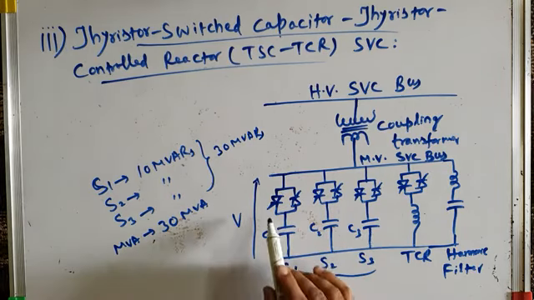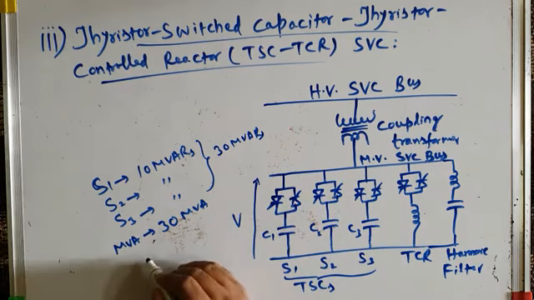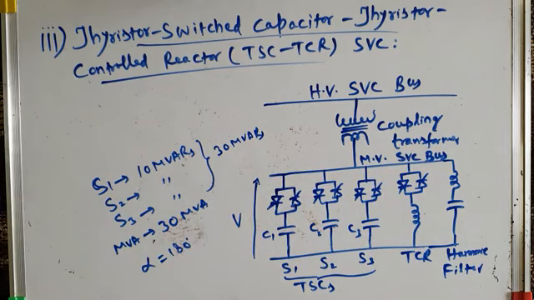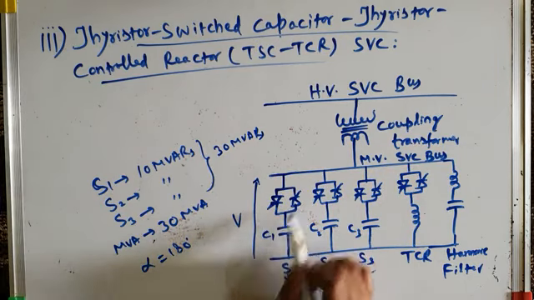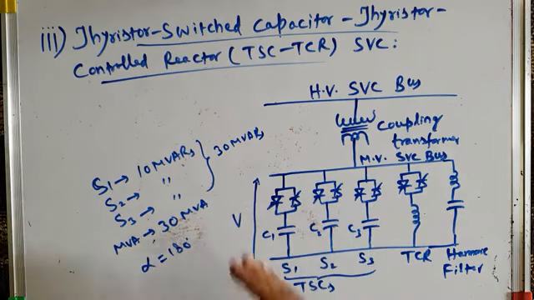And what is the delay angle at which the TSC branch will be off? In that case, alpha for all the three TSC branches will be 180 degrees. This is one way of putting the TSCs off. Another way is that your controller will not generate any control pulses. No firing pulses will be issued to the thyristors. So that is the other way of putting the thyristor switched capacitors, TSCs S1, S2 and S3, off.